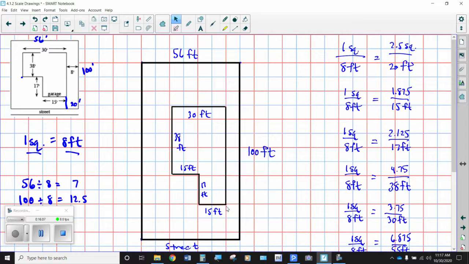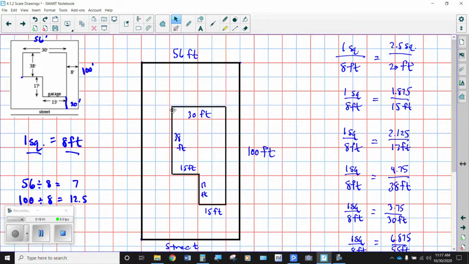So 20 feet was 2.5 squares. 15 feet was 1.875 squares. 17 was a little bit more than 2. That was 2.125 squares, so a little bit beyond the 2 there. And then 38 feet, which was the distance here. Oh, this one was the same, another 1.875. And then 38 turned out to be 4.75. So, being able to measure that 1, 2, 3, 4, almost 5 units, but 4.75.